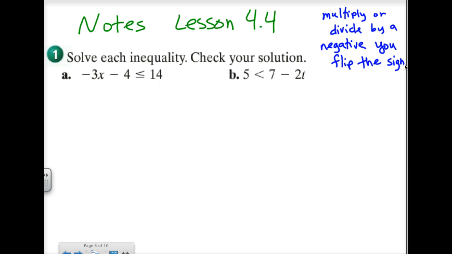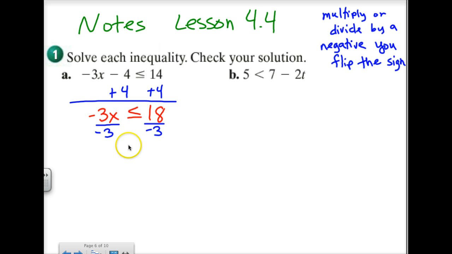So let's look at letter A. It's still a two-step inequality. We are going to add 4 on both sides, as our goal is to isolate that variable. So I end up with -3x. I didn't multiply or divide, so that means that my sign stays the same. 14 plus 4 gives me 18. Now, the next step, I've got negative 3 times x, so I'm going to divide by a negative 3 on both sides. When I divide by a negative, I automatically flip the sign. I'm left with x on the left side. 18 divided by negative 3 gives me negative 6.